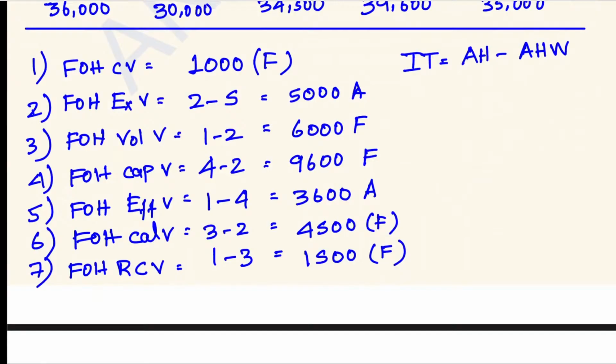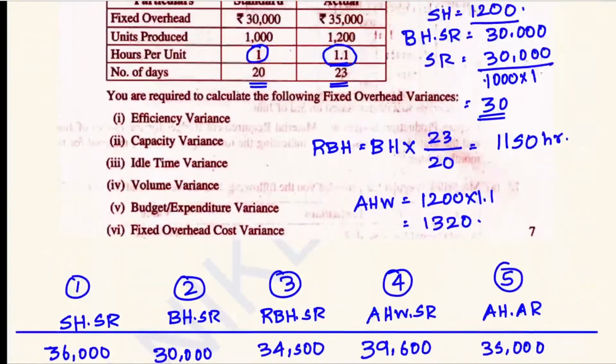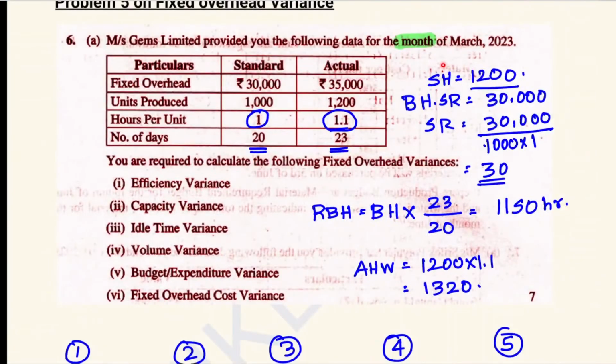So now, whether we are reconciling everything, yeah, everything is getting reconciled. So first step important, standard hour you should be calculating, standard rate if not given you should be calculating, then budgeted hours, budgeted units, revised budgeted hour if there are calendar variations, and actual hour and actual hour worked. If that is mentioned, idle time also will come into picture. Otherwise, no need to worry.